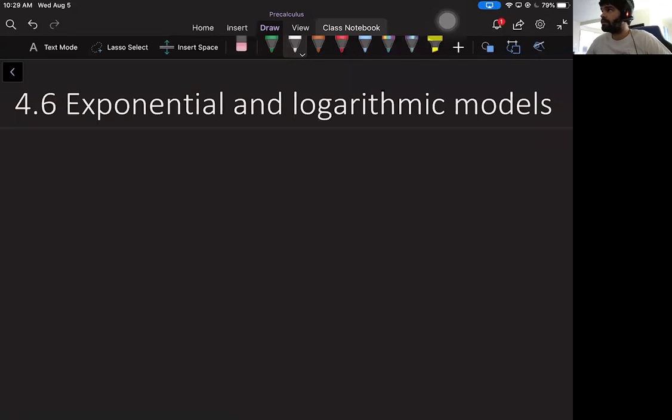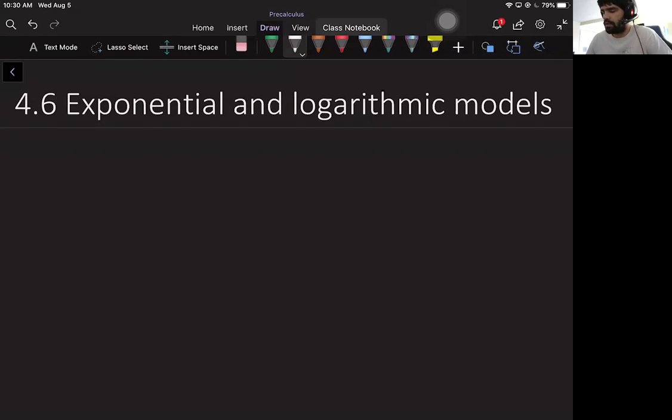Hello class. So today we are talking about exponential and logarithmic models, which is in section 4.6. So the basic premise is that things in life grow or shrink, and we can model this in different ways, but one of the most common ways that things grow is exponentially. And so that's what we're going to learn about today.